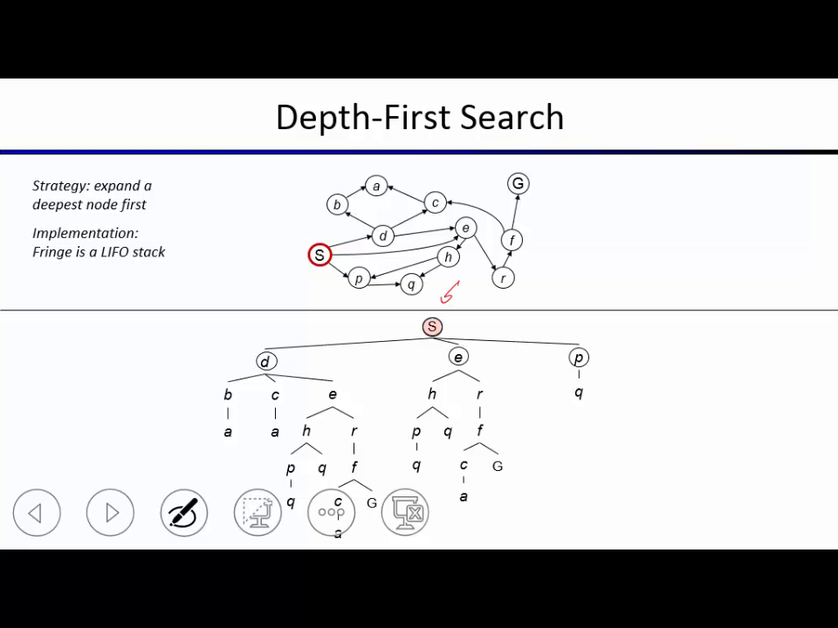You expand, you get a new fringe with D, E, and P. Here, all of them are equally deep, so you break ties, let's say left to right, so we go with D. Now we have three that are equally deep and deepest, B, C, and E on the left there. Again, we break ties left to right, so B will be expanded next.